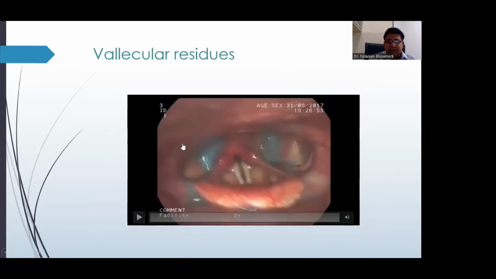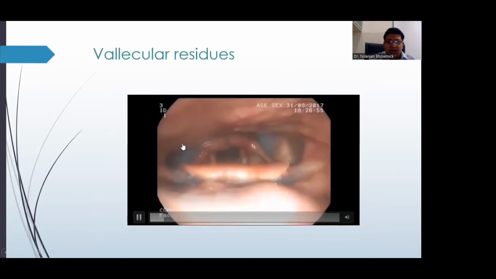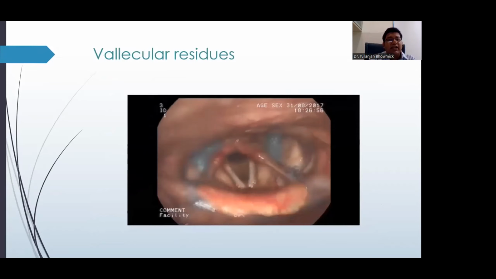Here you'll see a video wherein you'll note that the tongue base is not elevating sufficiently, and also the lateral pharyngeal walls don't come together very nicely to cause a good pharyngeal contraction. As a result of it, you'll notice that the food is piling up in the vallecula, causing vallecular residues.